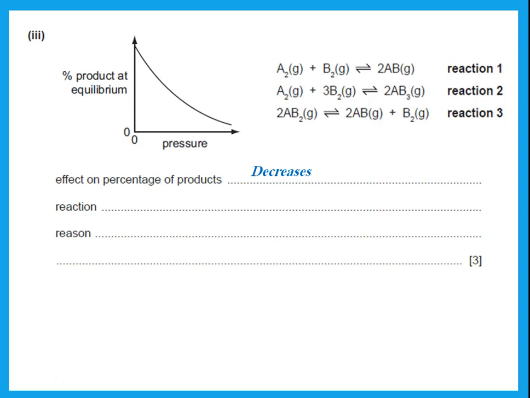We've already chosen reaction 1 and 2. Let's take a look at reaction 3. Now, in reaction 3, going forward will give total 3 molecules. Going backward will give 2.